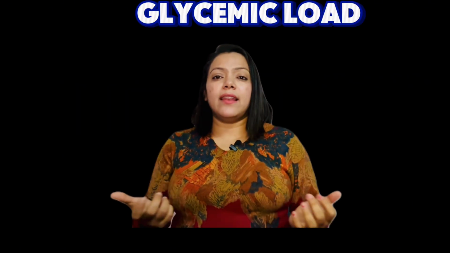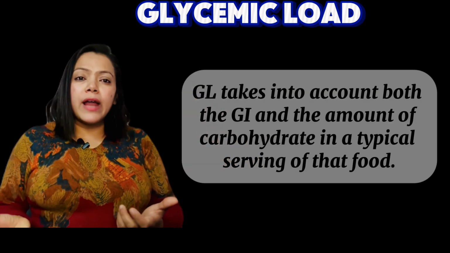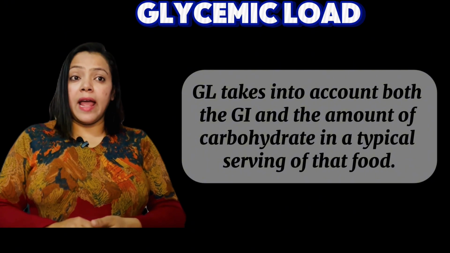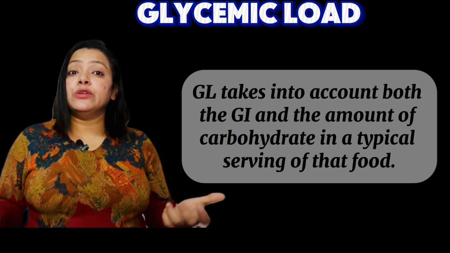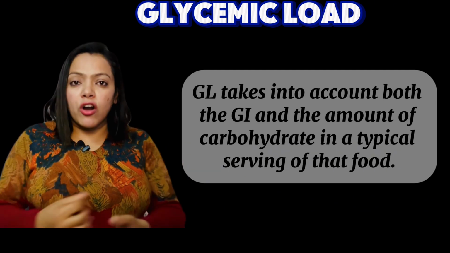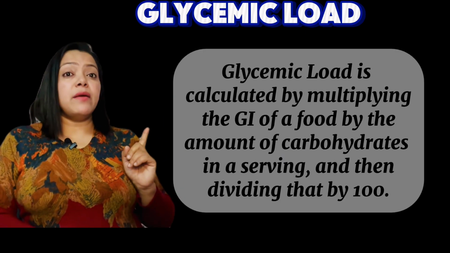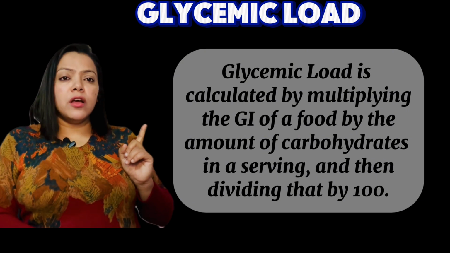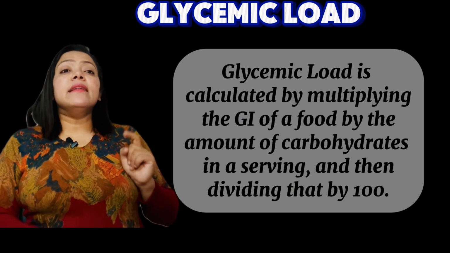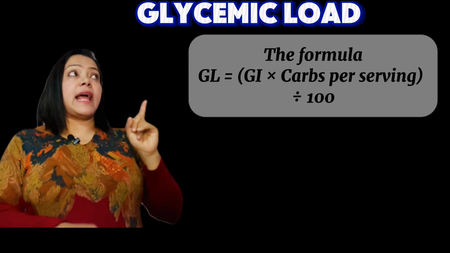We have talked about the glycemic index, but there is another important concept called glycemic load or GL. While GI tells us how quickly a food affects blood sugar, GL, glycemic load, takes into account both the GI and the amount of carbohydrate in a typical serving of that food. Here is how it works. Glycemic load is calculated by multiplying the GI of the food by the amount of carbohydrate in a serving and then dividing by 100. The formula looks like this.